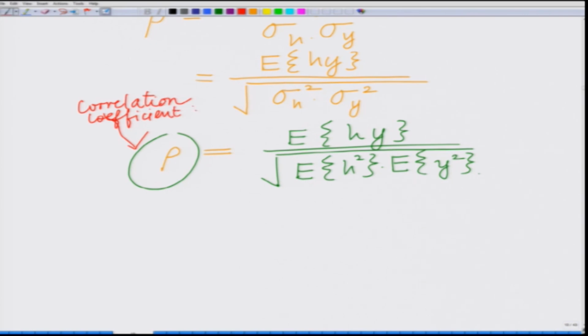One of the most important and interesting properties of the correlation coefficient is that its magnitude is always less than 1. It lies between -1 and 1. It indicates the extent of the correlation between h and y.